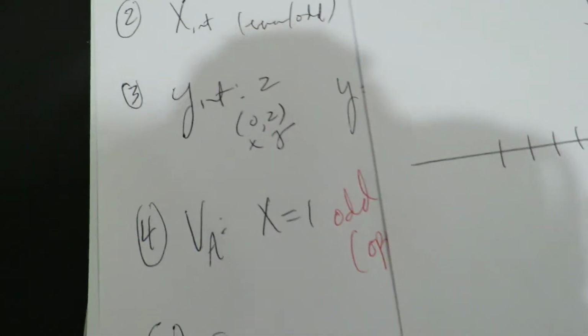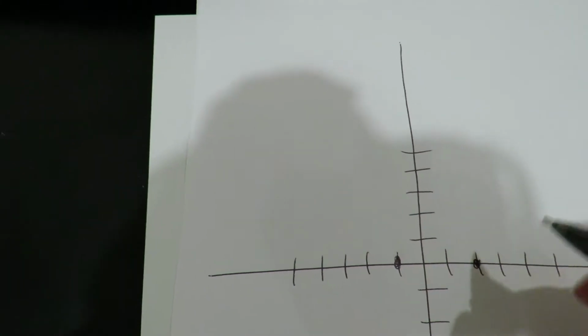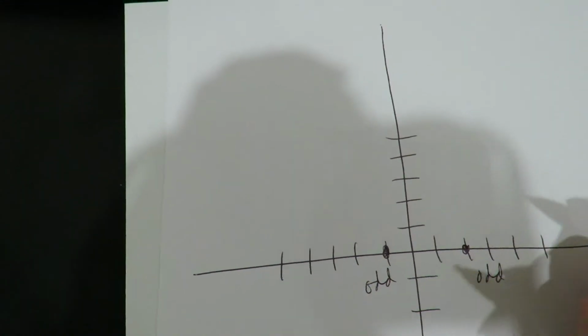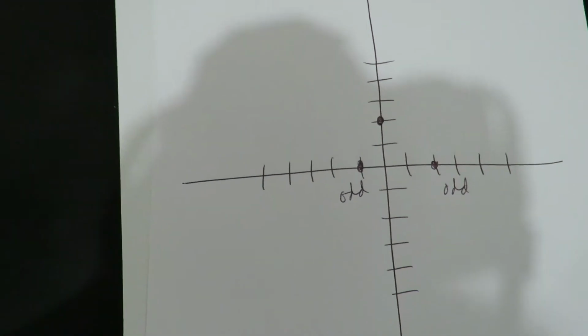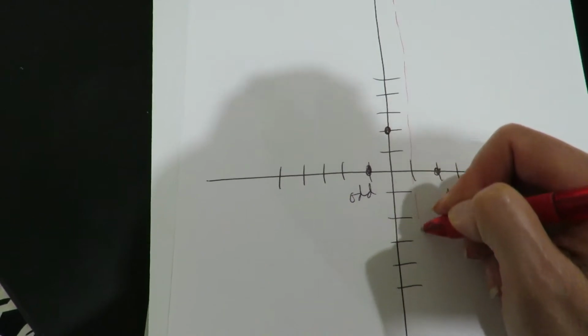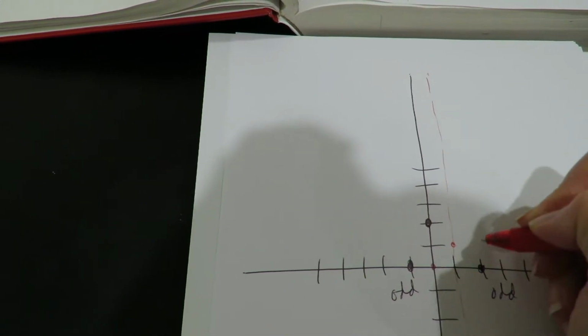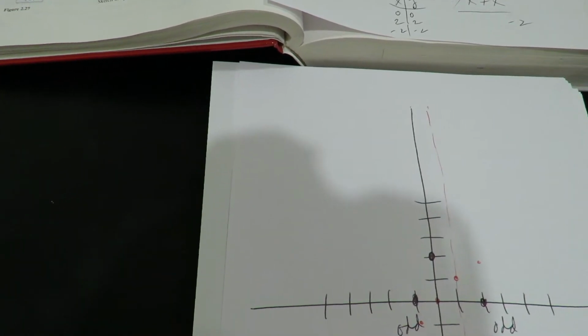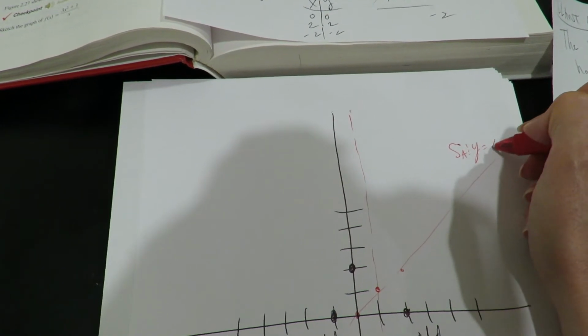All right, so let's put up what we found here. We found that we have an x-intercept at 2 and at negative 1, and they're both odd. We found a y-intercept at 2. We found a vertical asymptote at 1, and it's odd. And we found a slant asymptote at y equals x. So again, I'm just going to put a few points down here where 1 is 1, 2 is 2, and negative. It's going to go right through the origin. This is your slant asymptote, S sub a, y equals x.